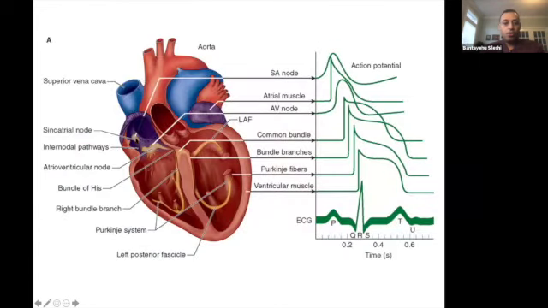So, you know, all these cells that you see, the SA node, the internodal pathways, the AV node, the bundle of His, that's how the conduction goes through. So the SA node and the AV node, if you look at their slope, they have automaticity.